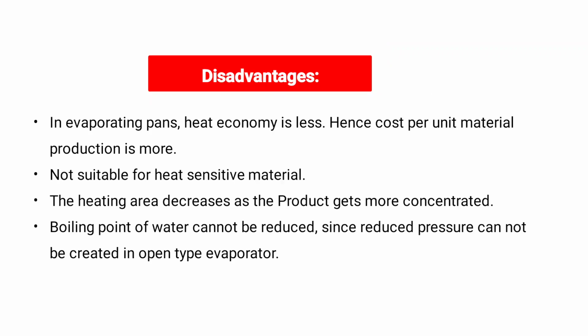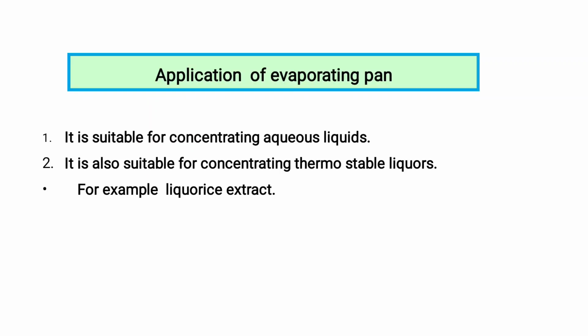Disadvantages of evaporating pan. Heat economy is less, meaning how much heat passes and how much heat is lost. Hence the cost per unit material production is more, and it is not suitable for heat sensitive material. The heating area decreases as the product gets more concentrated. The boiling point of water cannot be reduced, since reduced pressure cannot be created in an open type of evaporator. So these are the disadvantages of evaporating pan.